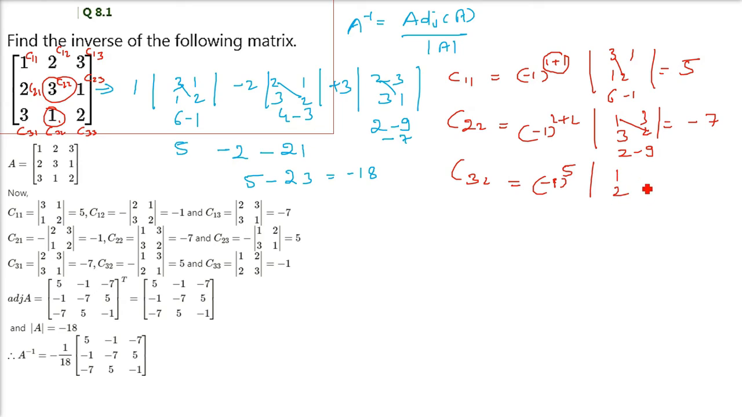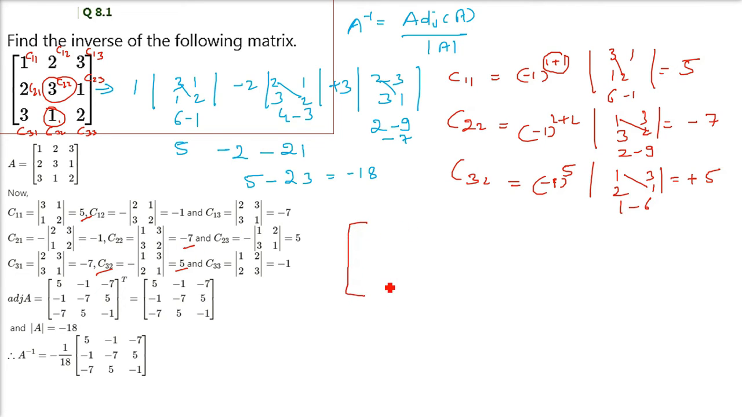We are writing 1, 2, 3, 1. 1 minus 3 to the 6 is going to be negative 5. Negative 5, and there is already a negative sign outside. Minus 1 to the power 5 is going to be 5. So you see the values: C11 was 5, C22 is negative 7, and C32 is 5.